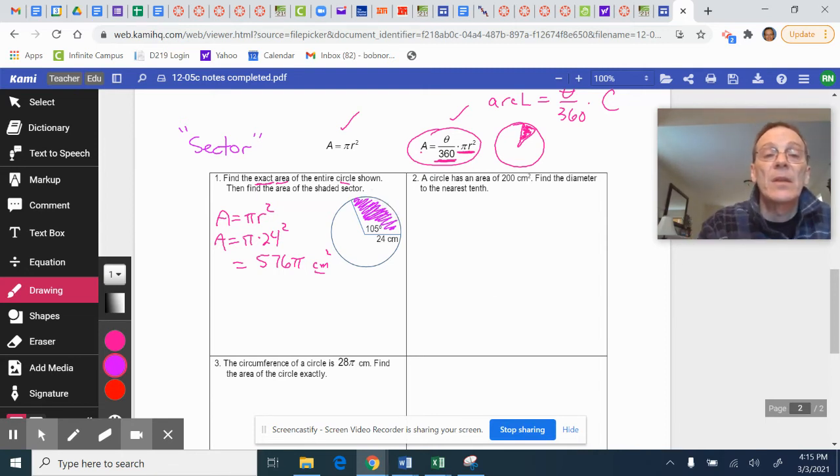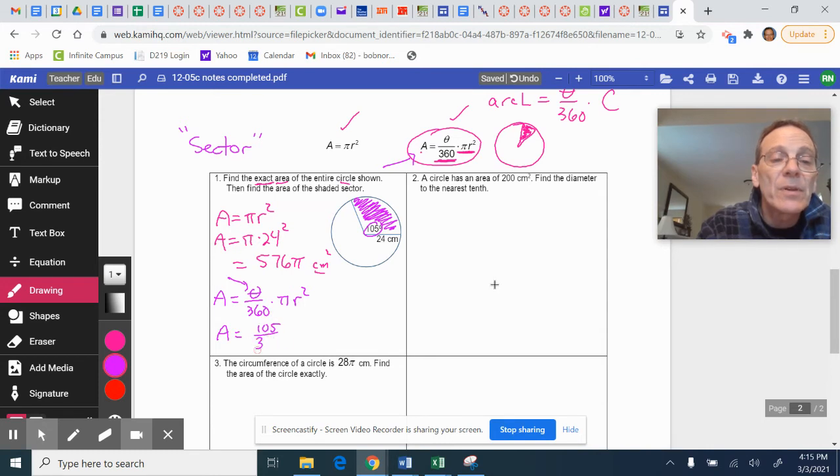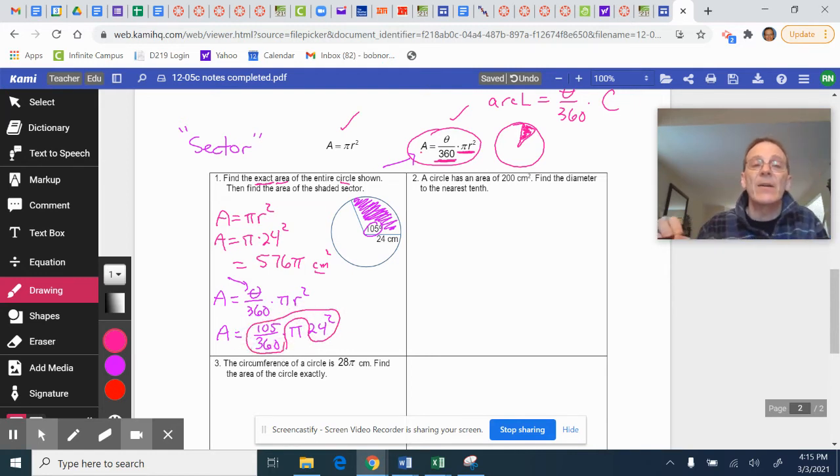So if this were a quiz or test, of course I would have shaded this for you, right? And so here's the formula we need for a sector. Write it down without plugging anything in. Theta over 360 times pi r squared. Now plug things in. Do we have an angle measure? Yes, we do. 105 degrees. So plug that in, 105 over 360 times pi. Plug in 24 for the radius squared. Now put all of this in your calculator, but don't put the pi in there.